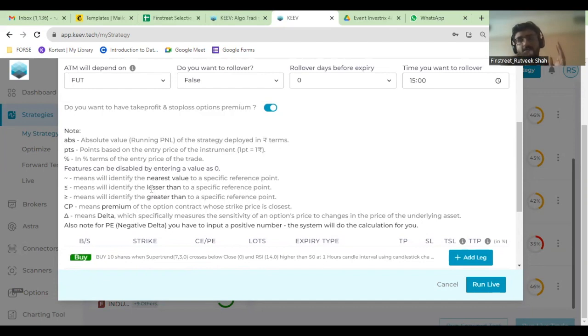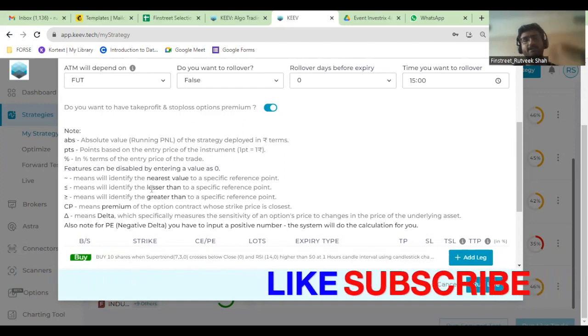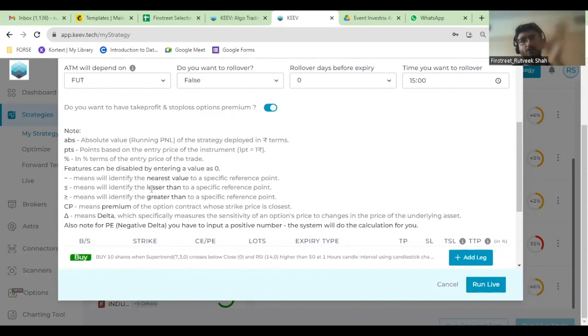So basically, this was how you can deploy a delta based strategy from the indicator based system that you have selected. So you can deploy any indicator based strategy, and you can deploy the options from the delta part of it. So that is how KEEV can help you here.